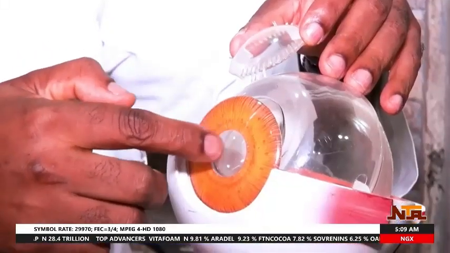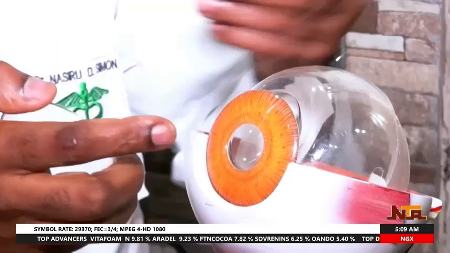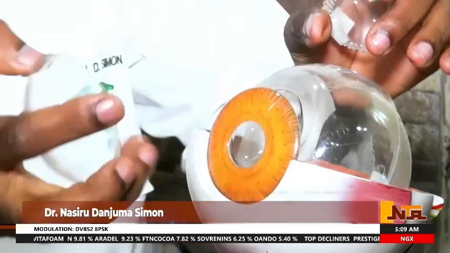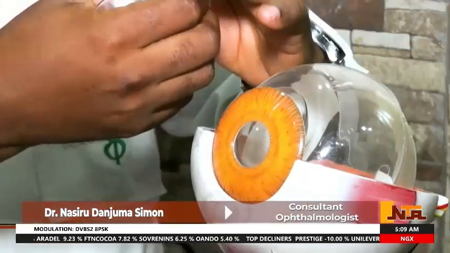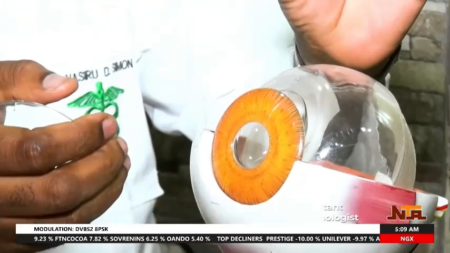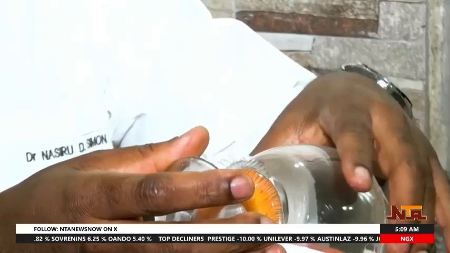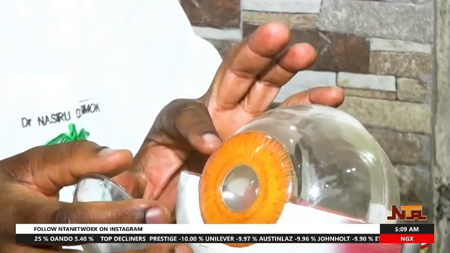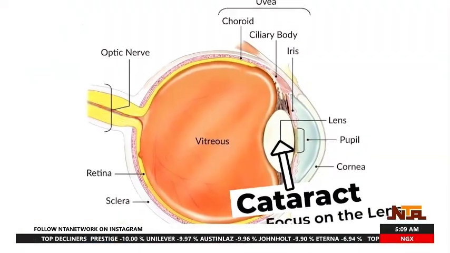The hole in the middle of the iris is what we call the pupil. That is where light passes through. So light passes through the cornea and then through the pupil. Behind it is what we call the lens. This is the lens of the eye, just behind the iris. And our topic for today is cataract, and that is where our main focus will be.